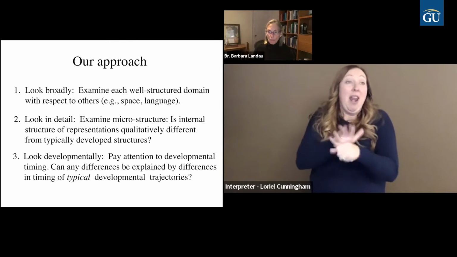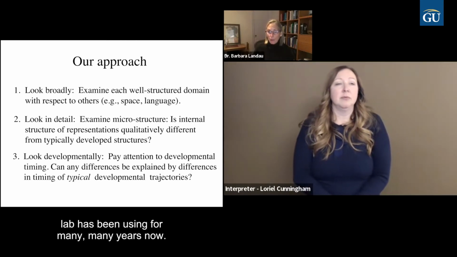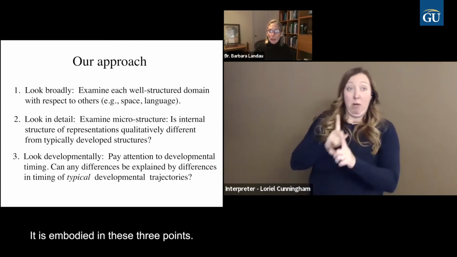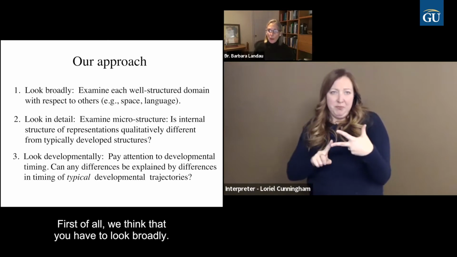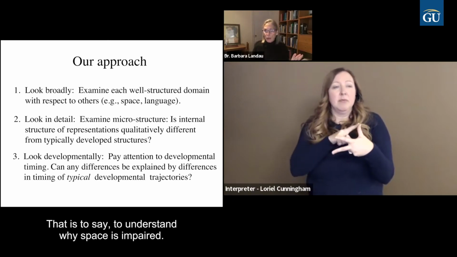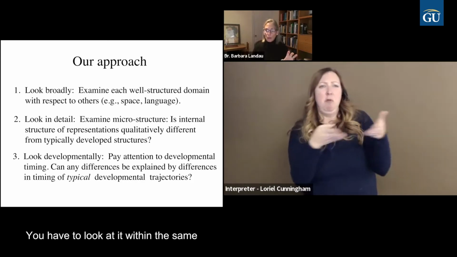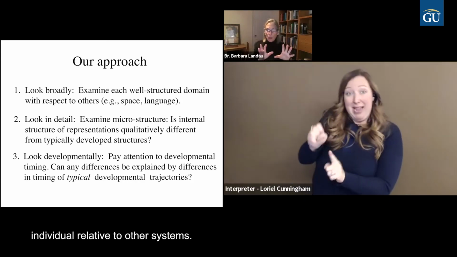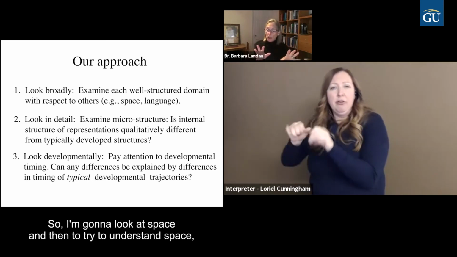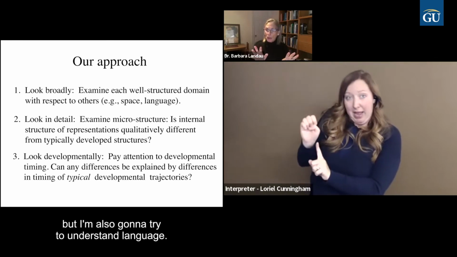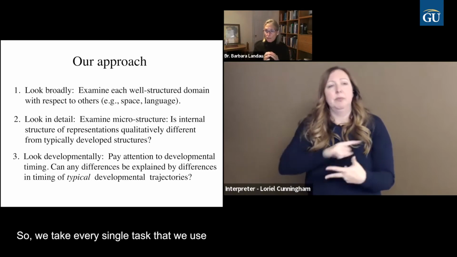No worries. Thank you. So the approach that my lab has been using for many, many years now is embodied in these 3 points. First of all, we think that you have to look broadly. That is to say, to understand why space is impaired, you can't just look at space. You have to look at it within the same individual relative to other systems. So I'm going to look at space and try to understand space, but I'm also going to try to understand language.